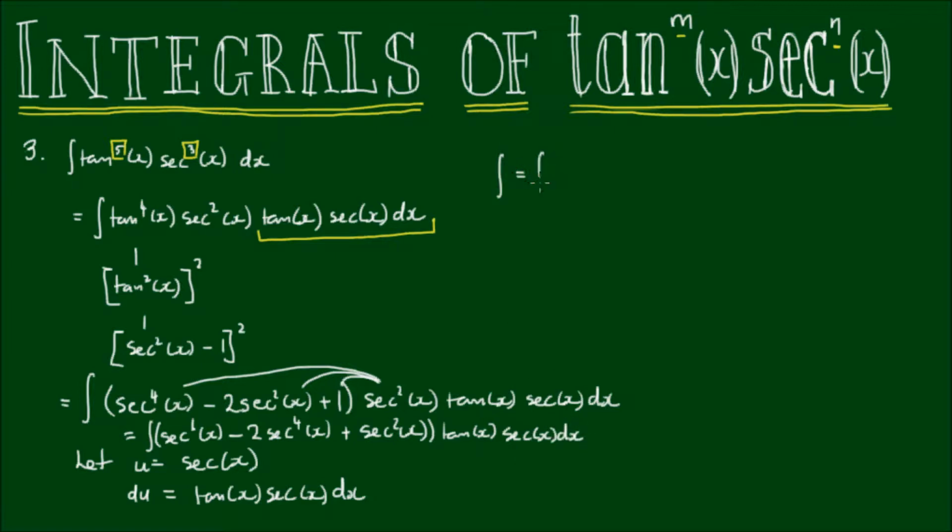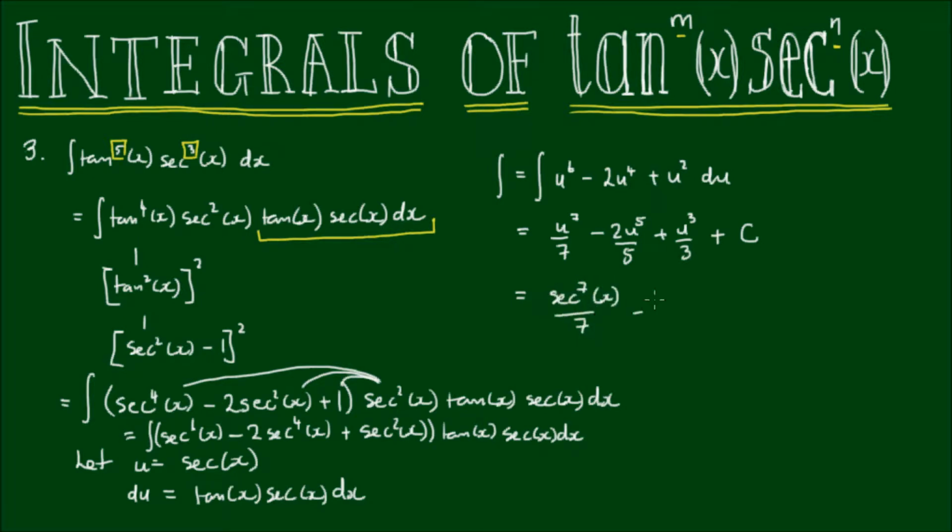So the integral becomes the integral of u to the 6th minus 2 by u to the 4th plus u squared du. So again, we've converted it to another simple power integral, giving us the answer of u to the 7th on 7 minus 2 u to the 5th on 5 plus u cubed on 3, and of course plus the integration constant c. And substituting secant of x back in, we get sec to the 7th on 7 minus 2 sec to the 5th on 5 plus sec cubed on 3 plus c.